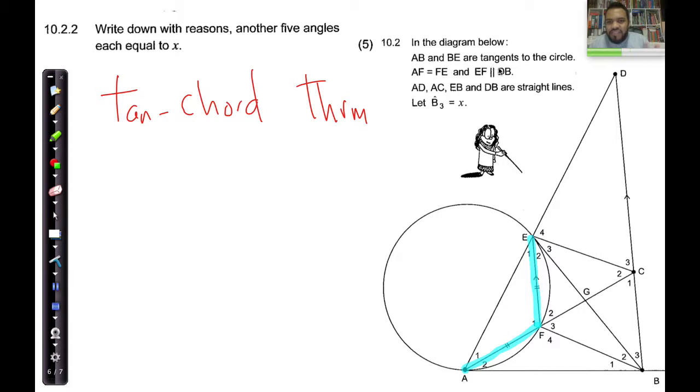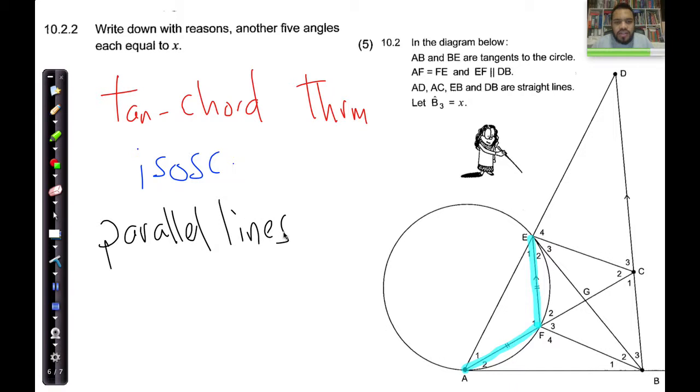And EF is parallel to DB. That's EF parallel to DB. Yes, parallel lines. Okay, already I've got things coming in here. I've got isosceles triangles. I've got tangents. I know the tan chord theorem is going to come in somewhere. I've also got EF parallel to DB, and I've got parallel lines. The reason I'm writing all of these things down is so that we realize that I'm going to use a little bit of each of these when I solve the question, right?